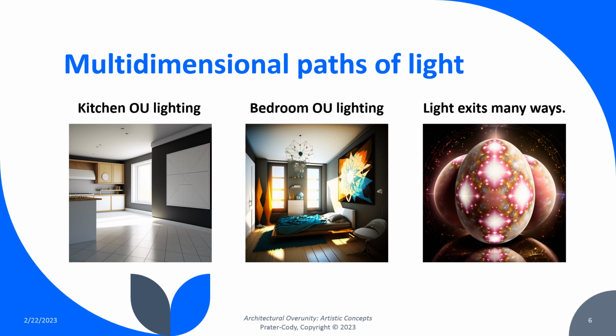Light wants to go everywhere all at once. Matter is not an obstacle for overunity. Light beams in multiple directions show the movement of energy, light, and their systems integration. A simplified example on the right shows the light travel path, which helps create the shape we recognize as an egg. As you can see, light exits many ways.